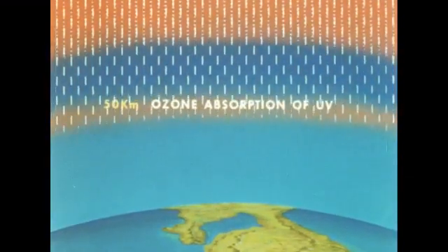Lower down, near 50 kilometers, the atmosphere is heated by ultraviolet photons of longer wavelength. These less energetic ultraviolet photons are absorbed by ozone. Ozone is formed by the combination of oxygen molecules and free oxygen atoms.